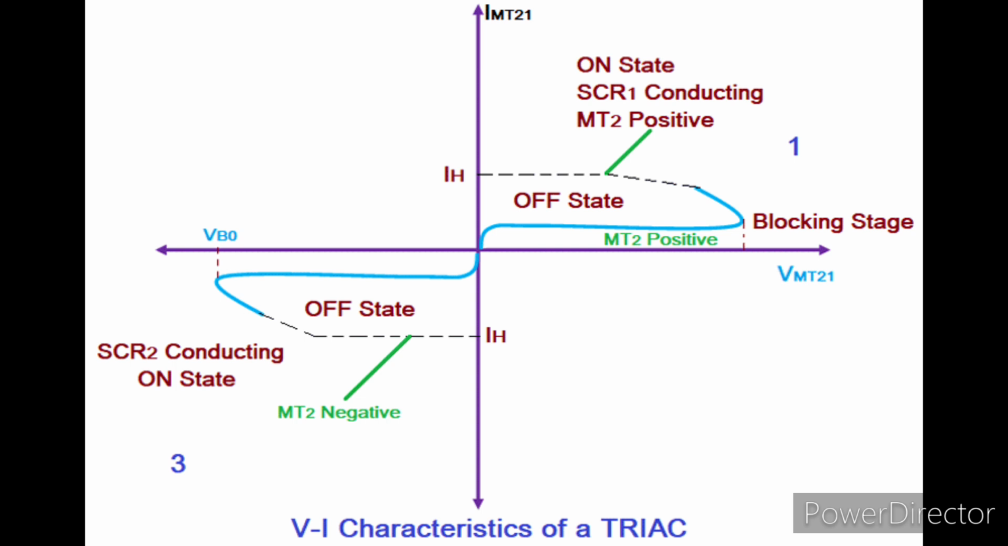The symmetrical characteristics are represented in the third quadrant when MT2 is negative. So in this way, a TRIAC switches an AC waveform. This concludes the topic of TRIAC.